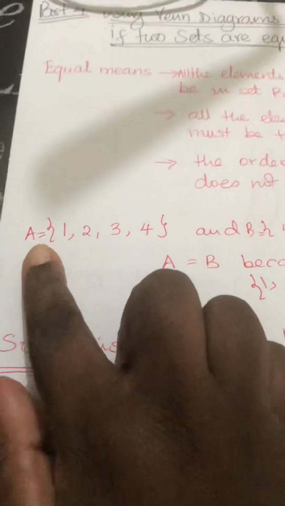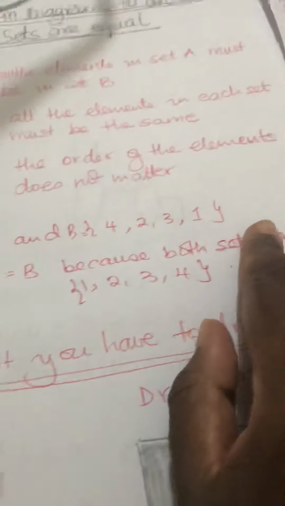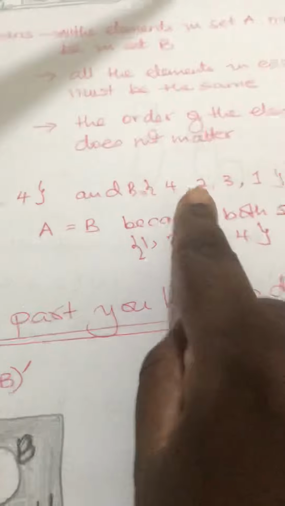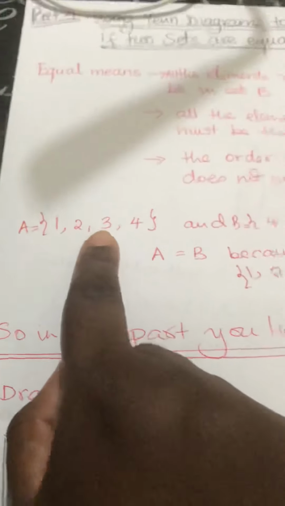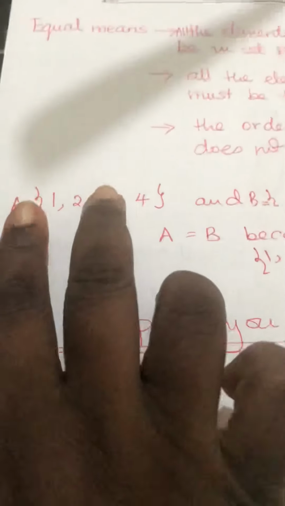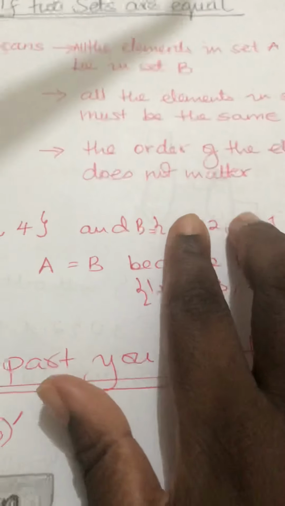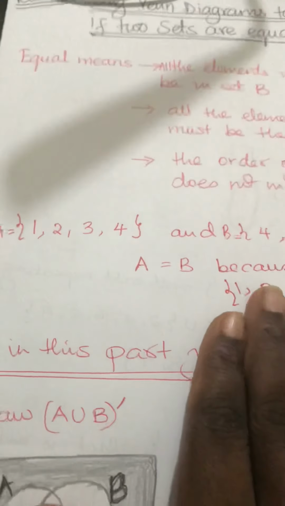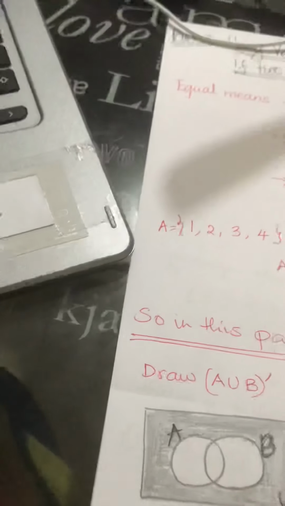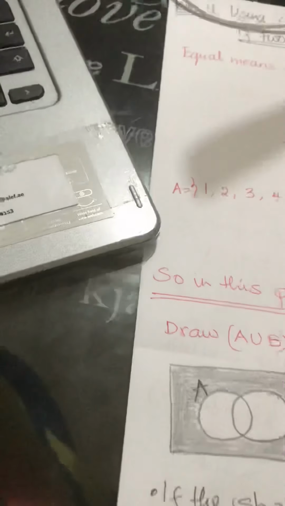So I gave you an example. A and B. If we say A is equal to B, let's see. Do we have 1? Yes. Do we have 2? Yes. Do we have 3? Yes. Do we have 4? Yes. So all these elements are in here. So A and B are equal. Okay? So you'll be given sets. They'll tell you to draw and see if they're equal.